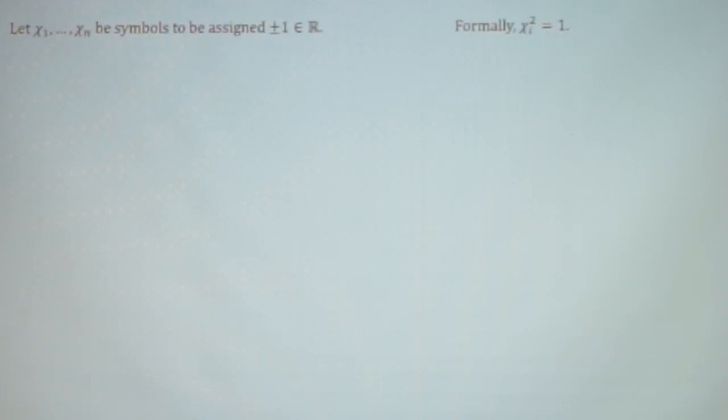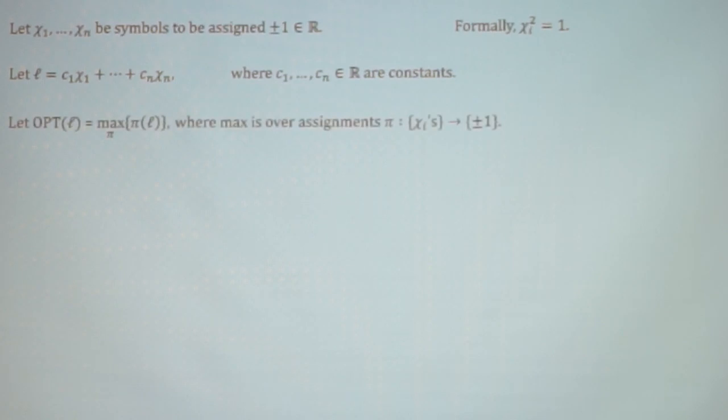Okay, so first I'll start with some classical stuff. Let's say chi_1 through chi_n are symbols that you're supposed to assign to the numbers plus or minus 1. So formally chi_i squared equals 1. And then you have this linear polynomial, the sum of c_i chi_i, where the c's are real constants given to you, and you're trying to optimize it. So you want to find opt of L, the maximum value of this linear polynomial under any assignment pi that maps the chi's to plus or minus 1. I do like to distinguish between the variables, the indeterminates, which are symbols, and the assignment to the variables, which is pi here.